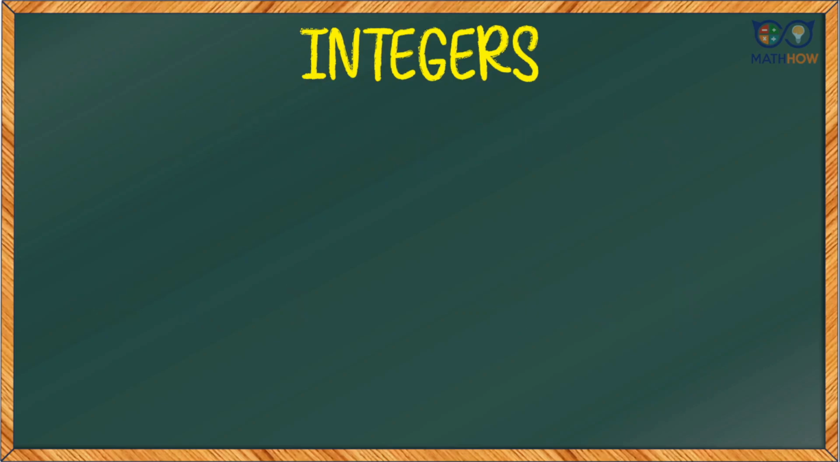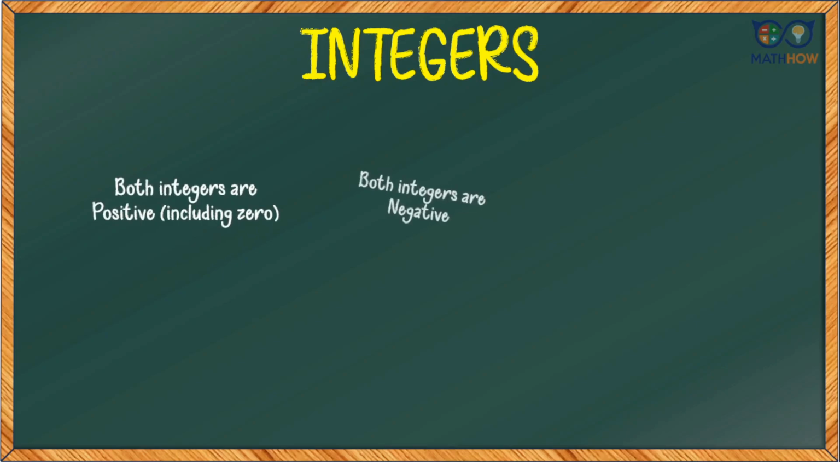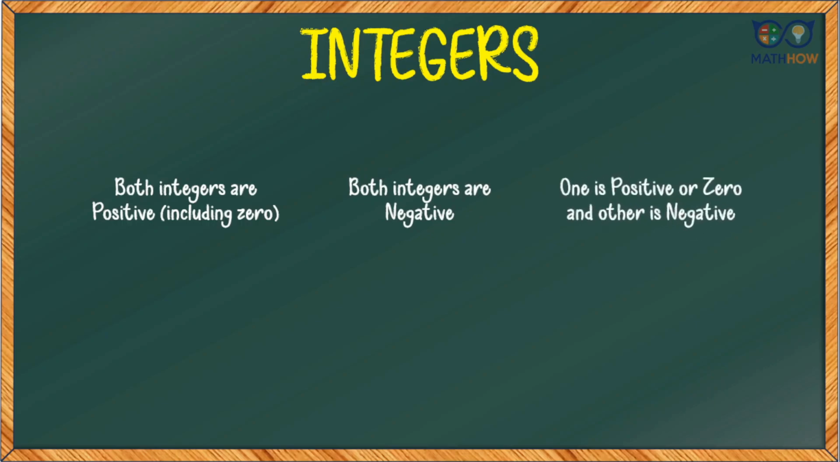Now, to order and compare integers without the need of a number line, you can remember the following rule. There can be three scenarios for comparing two integers. Both integers are positive, including 0. Both integers are negative. Or one integer is positive or 0, and the second is negative.